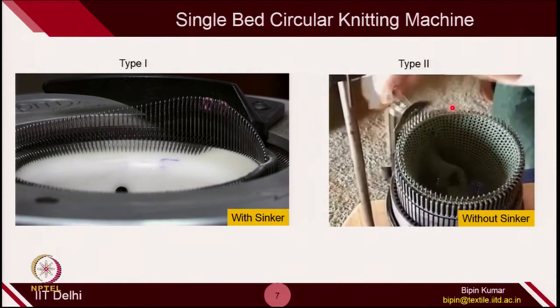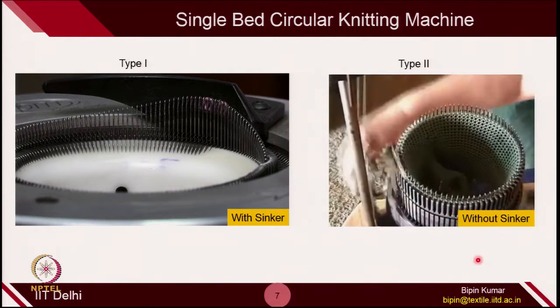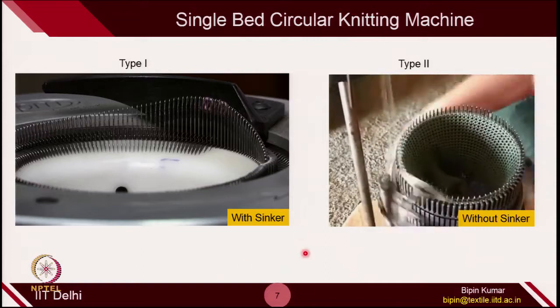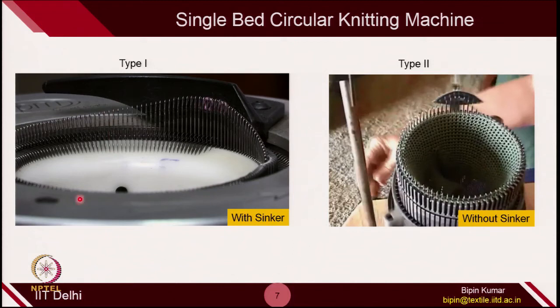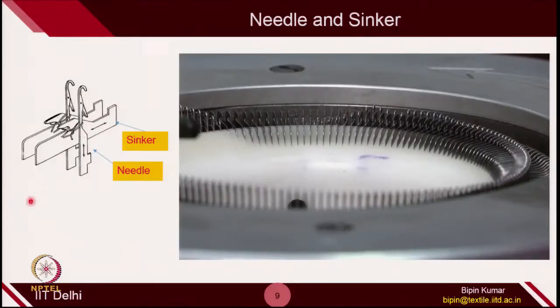Here you can see only the needle is going up and down. So most of the machines in circular knitting are based on sinkers. So in this particular lecture, I am going to prioritize mostly these types of machines where there is a sinker attached on the circular knitting machine. Needle sinker movements. So let's see how it looks.